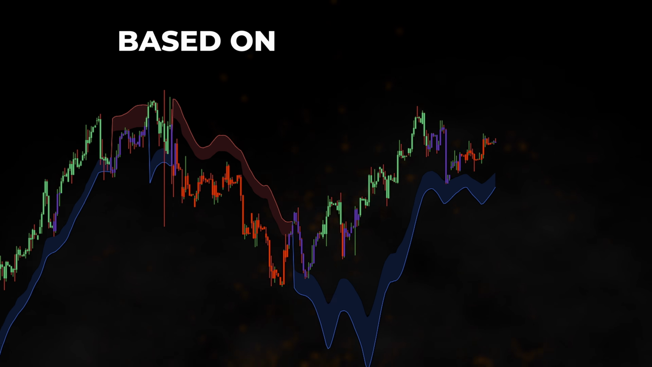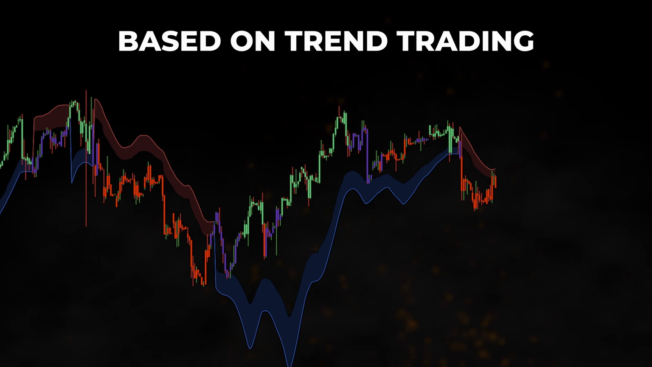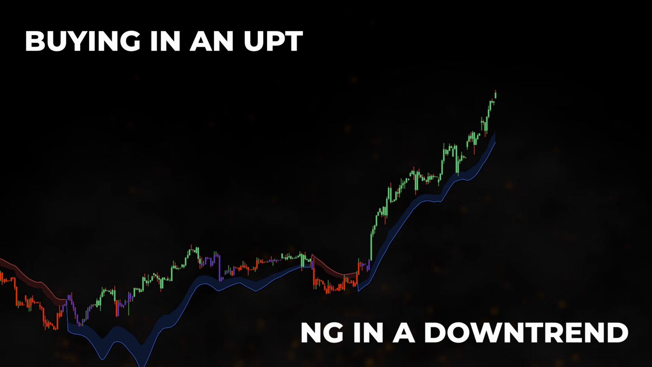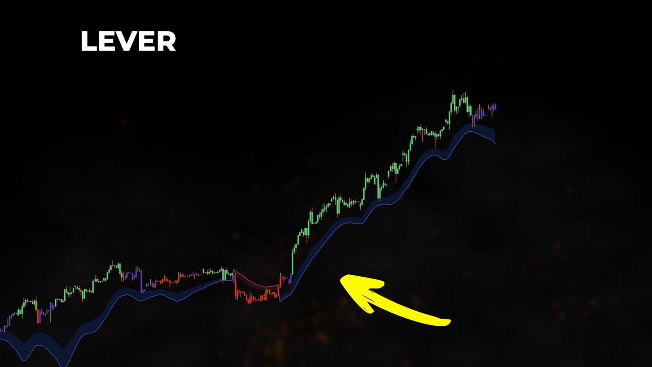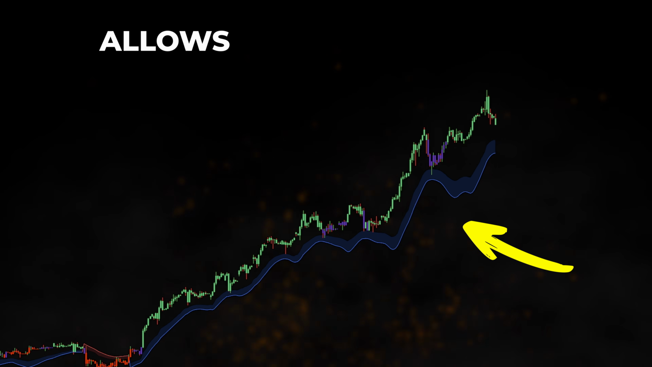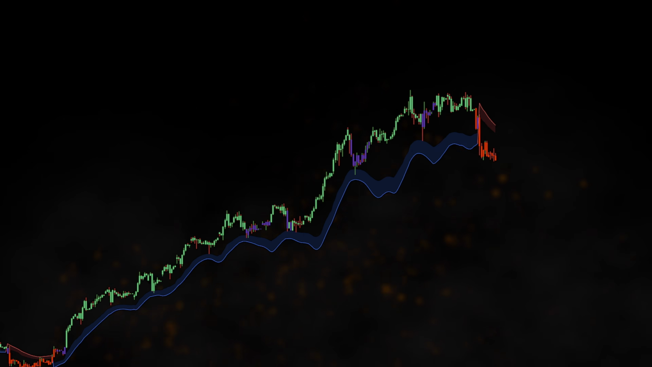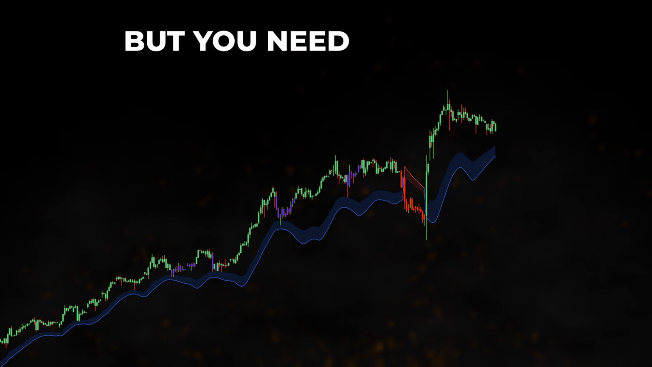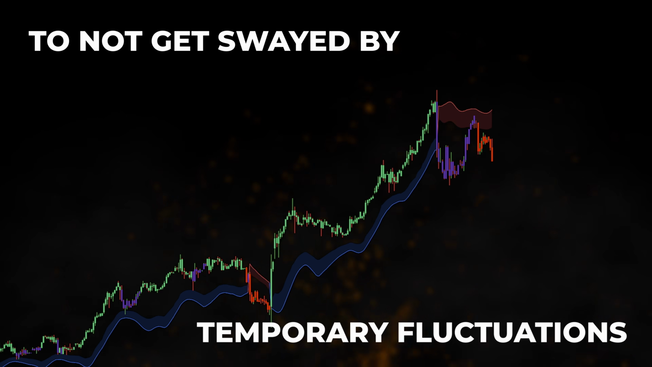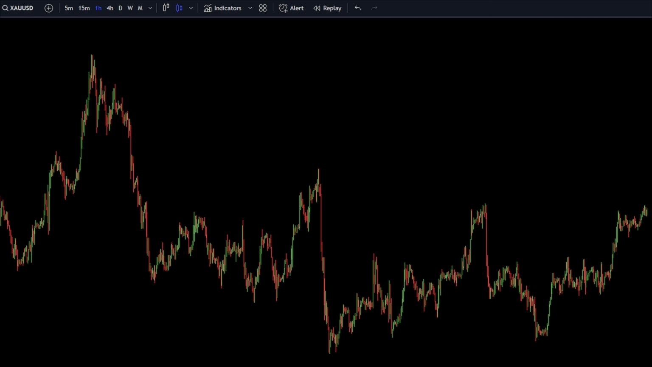So, the strategy I'm going to share with you today is rooted in trend trading. If you don't know what that is, it's a method where you capitalize on the dominant direction of the market. A key advantage of trend trading is that it leverages the market's natural momentum, allowing for potentially substantial gains. However, it does require discipline to stick with the trend during minor market corrections and not get swayed by temporary fluctuations. But don't worry, the strategy I'm about to show you in this video incorporates a very simple method to minimize risk and is highly reliable in pinpointing the best trade entries.